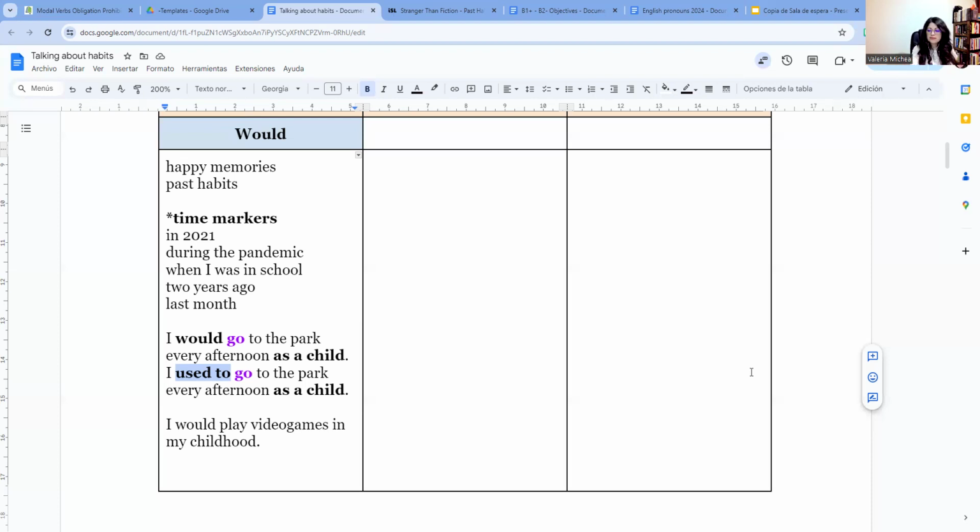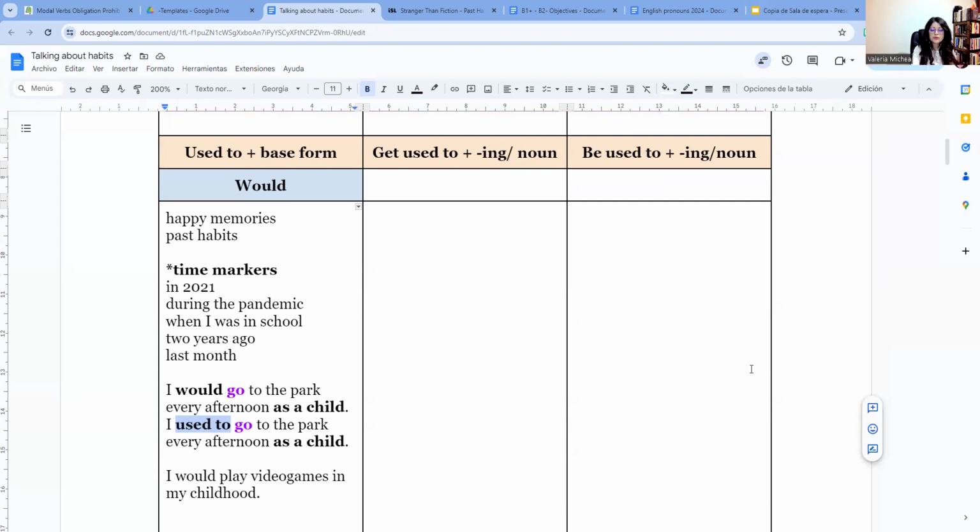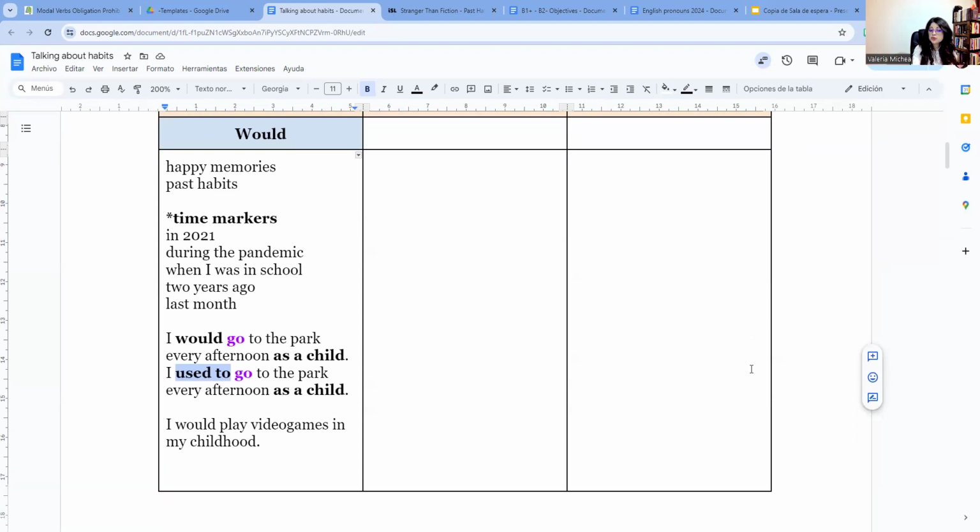All right, so do we have questions, specific questions about would or about used to? Good. All right, so yeah, that's it. We're going to practice in a little while, but we are going to practice along with the rest of the structures that we are going to have a look at tonight. Because, yeah, as I told you, this is not something so new, so I thought that it would be a good idea to mix it with other structures.